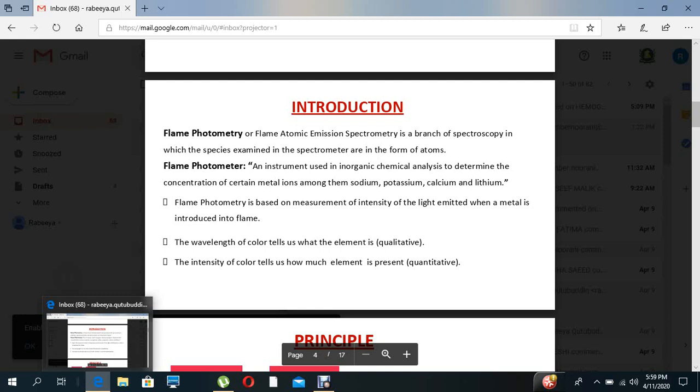Flame photometry is the branch of spectrometry in which species are examined in the spectrometer in the form of atoms, and the instrument used to determine the ions of certain metals such as sodium, lithium, etc. is known as a flame photometer. So it works on certain principles. Let's first talk about the principles.